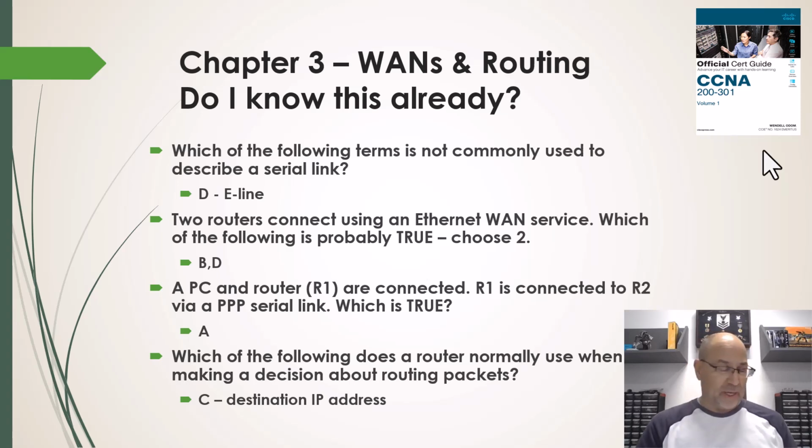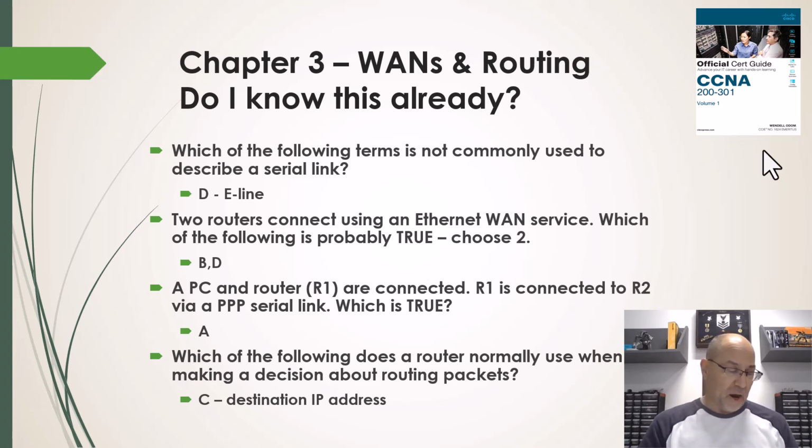Now, this is the one that really got me. Two routers, R1 and R2, connect using Ethernet WAN service. The service provides point-to-point service between these two routers only as a layer 2 Ethernet service. Which of the following are most likely true about this WAN? Choose two answers. Well, B and D were the right answers, but I had to puzzle over this one for quite some time just because of the wording.